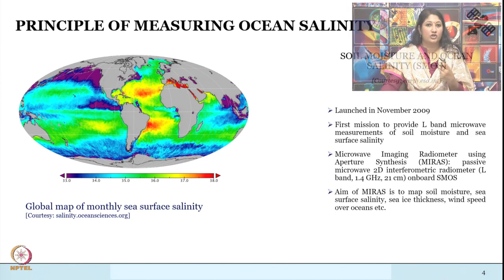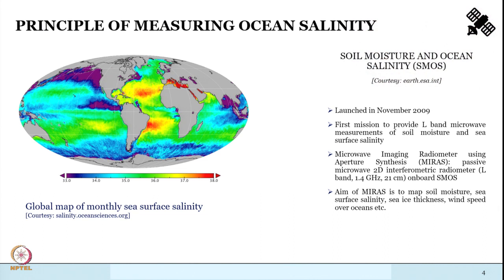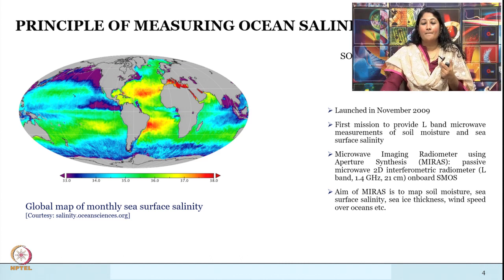Now, let me introduce you to the SMOS mission, which stands for Soil Moisture and Ocean Salinity. Launched in November 2009, the SMOS mission uses a frequency of 1.4 gigahertz, L band microwave frequency, to measure ocean salinity. And L band has an advantage that it is not affected much by atmospheric attenuation. Okay? And throughout this course, we now have knowledge that longer wavelengths require larger antennas for better spatial resolution, isn't it?